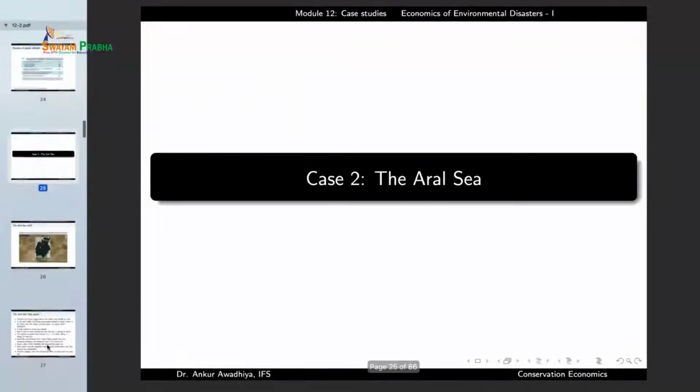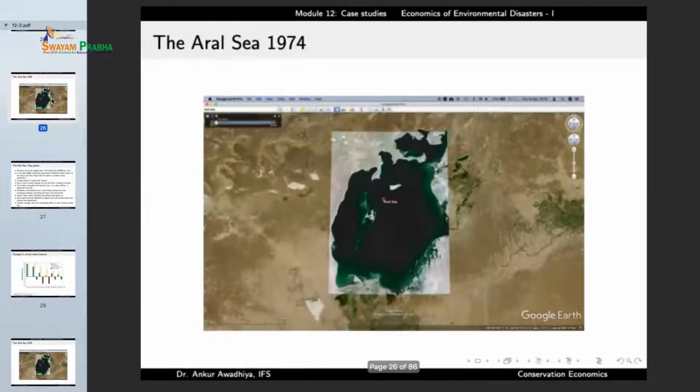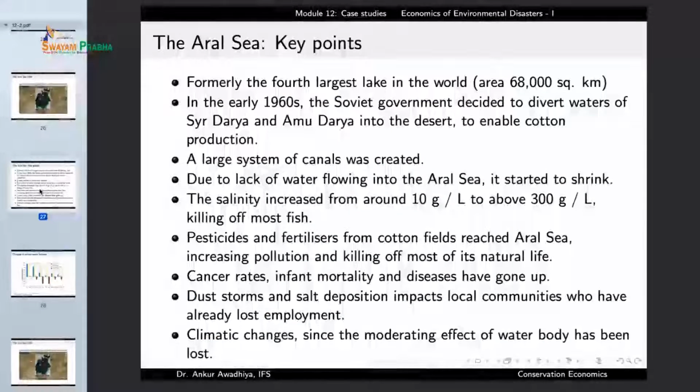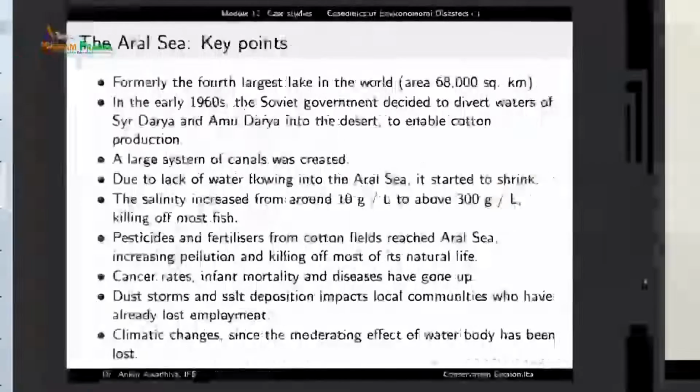Another example is the Aral Sea. Now, this is an image from 1974 that is telling us how big this sea was. It was formerly the fourth largest lake in the world, with an area of 68,000 square kilometers. In the 1960s, the Soviet government decided to divert the waters of Syr Darya and Amu Darya. These are two rivers that were providing water to the sea, and the Soviet government decided that the water of these rivers can better be used for agriculture.